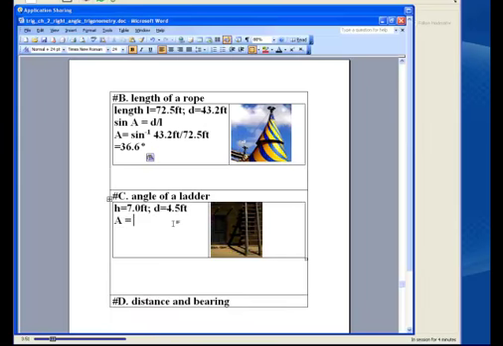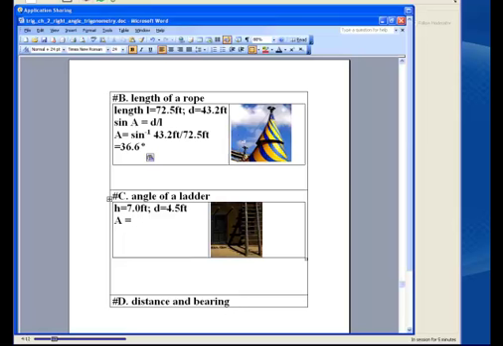Which says, angle of a ladder. A ladder is leaning against the top of a 7.5 foot wall. If the bottom of the ladder is 4.5 feet from the wall, so this distance here, and the wall is 7.0 feet high. This looks almost to scale here. What is the angle between the ladder and the wall?